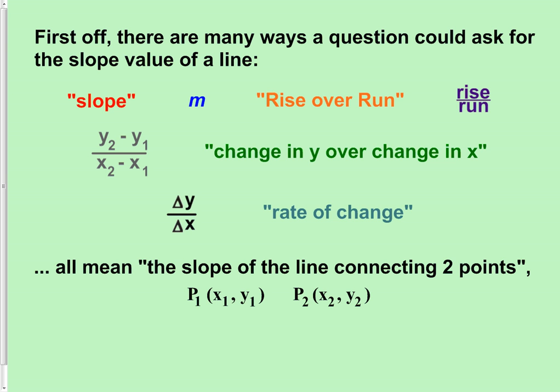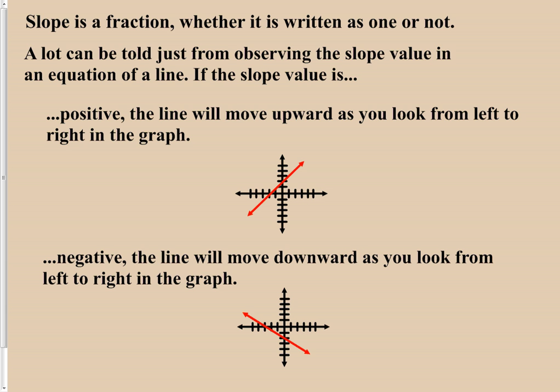In written form, change in y over change in x. In Greek notation, delta y over delta x. Remember, delta means change, so that says change in y over change in x. And of course, the vocabulary I told you that they've kind of fallen in love with recently is rate of change.